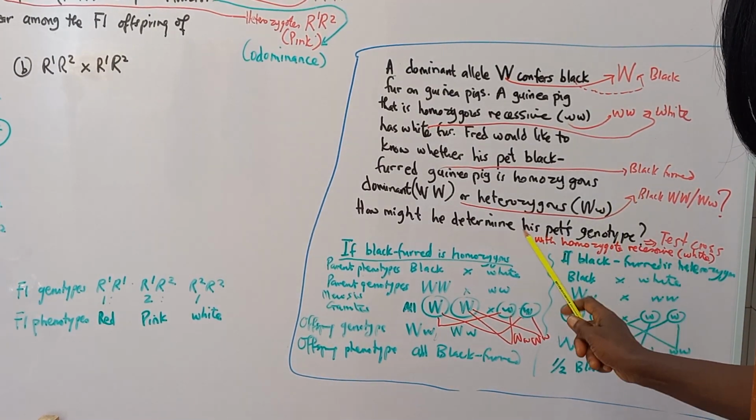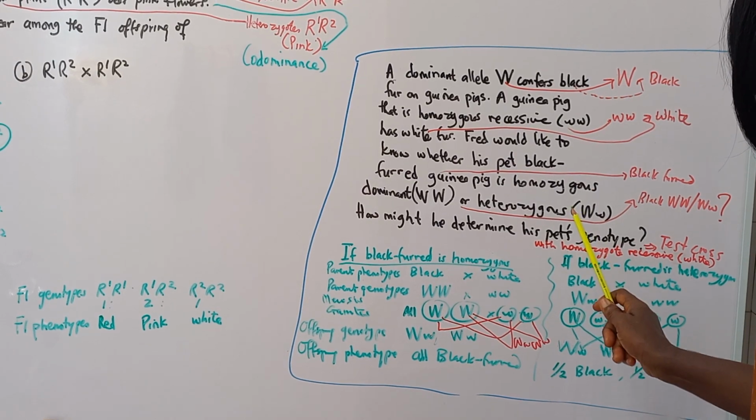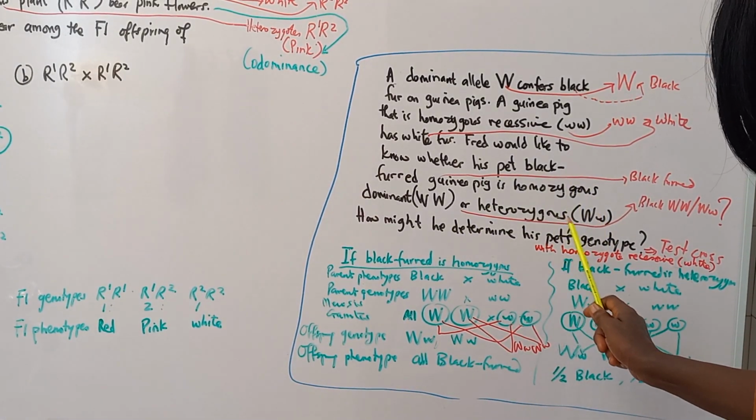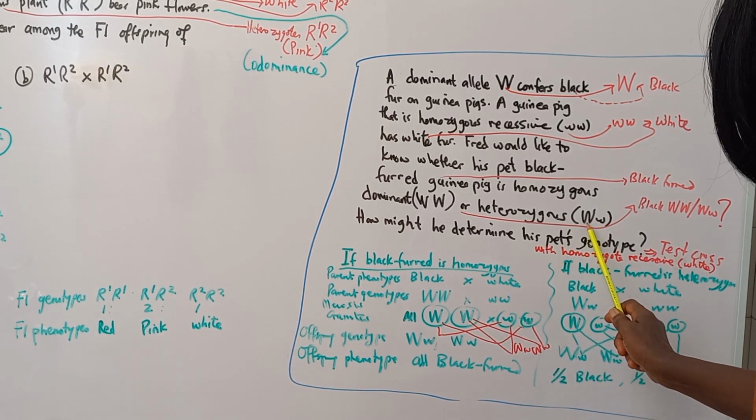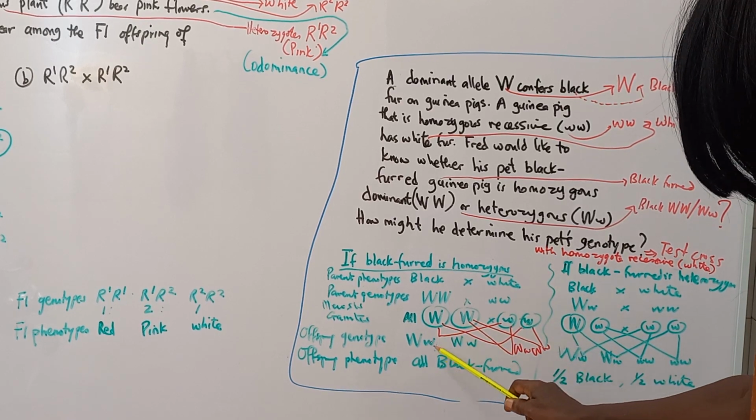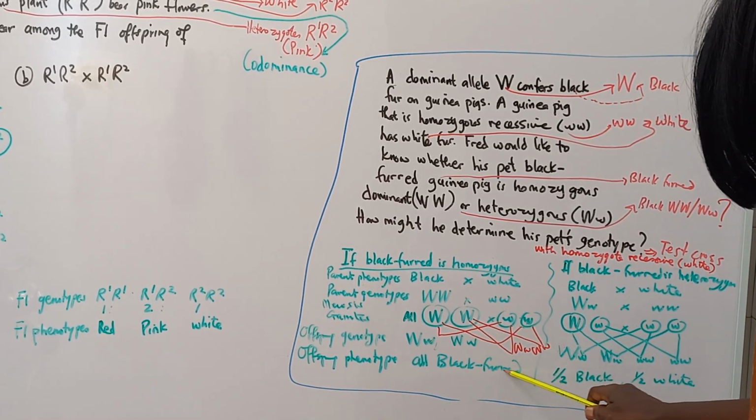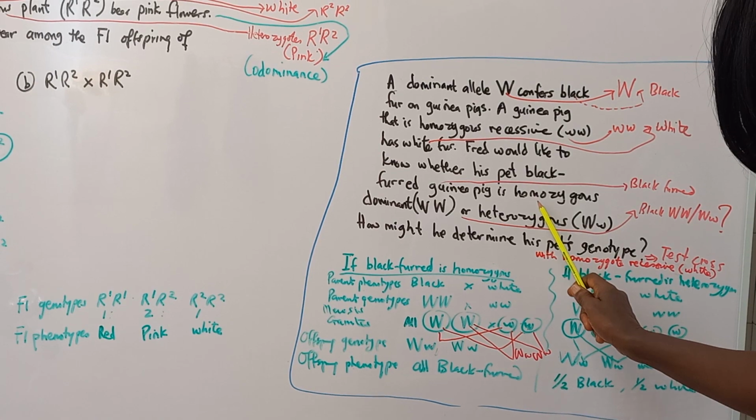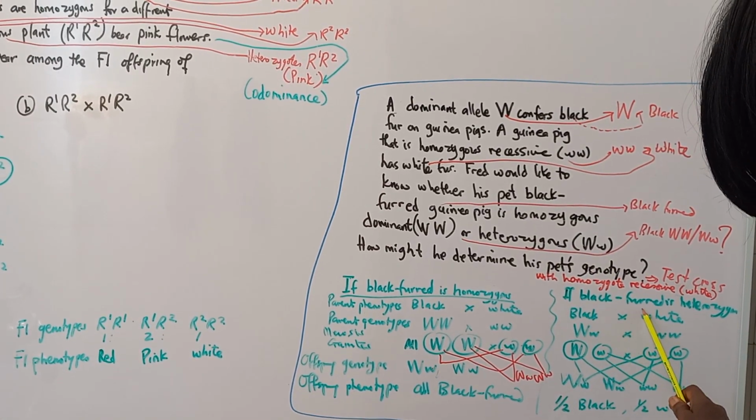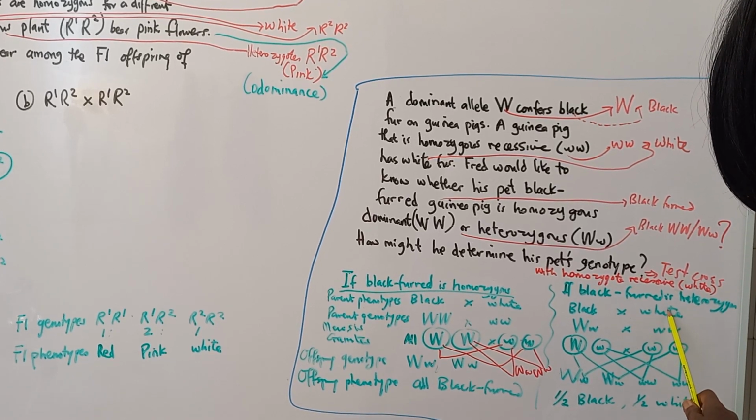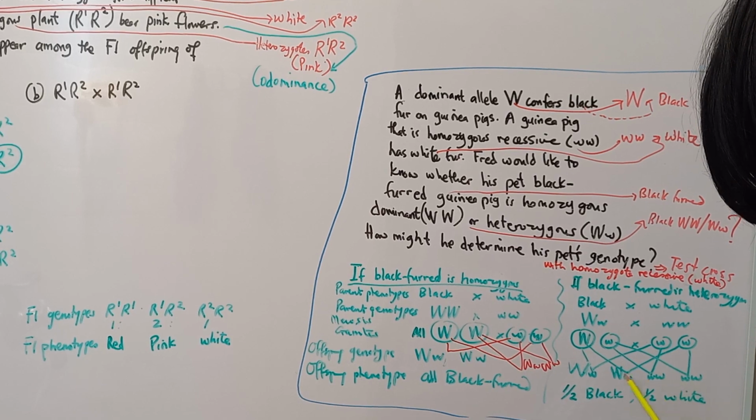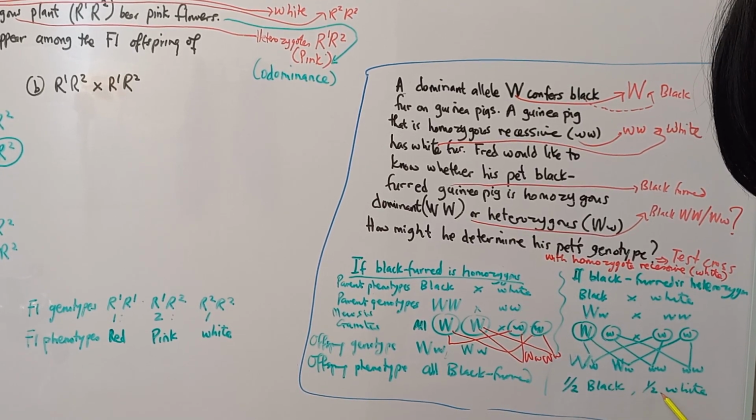So Fred can know whether his pet black fur is homozygous dominant or heterozygous if he crosses it with a homozygous recessive. If all the offspring are black furred, his pet is homozygous dominant. If his pet is heterozygous, if he crosses it with a white fur, that's a test cross, he will have half of the offspring black, half of them white.